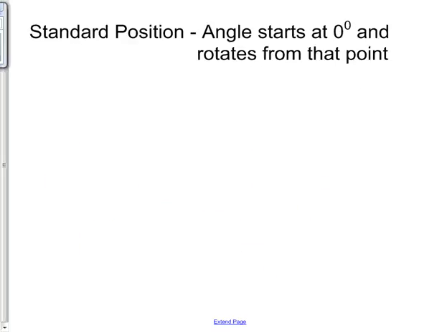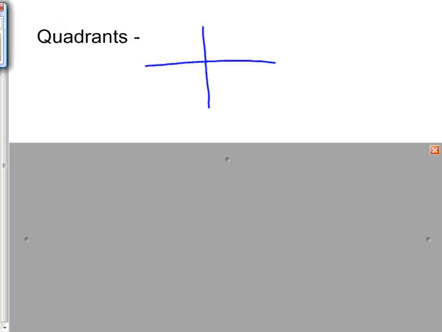Because if we have angles in standard position, that means we start at 0. We measure up. So all the angles we'll be dealing with today are in standard position. So we have 4 quadrants. I'm going to go 1, 2, 3, and 4. Not in any other order. They're always like that. So it's 1, 2, 3, 4.